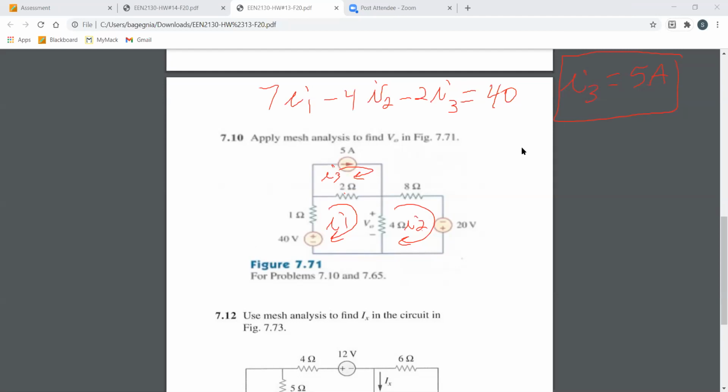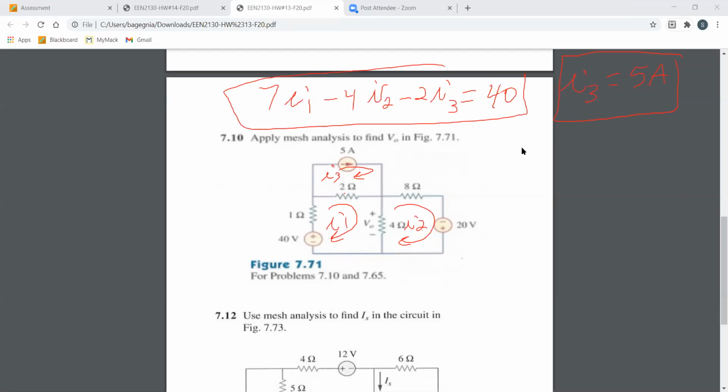Again, if you don't feel comfortable using this one, use the regular method. I1 times 1 plus I1 times 2 plus I1 times 4. Then you end up having 7. And then the contribution of I3 will be I3 times 2, negative, and of I2 will be negative 4 times I2. Okay, this is your equation.